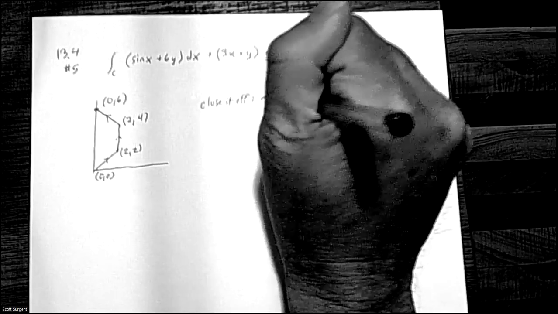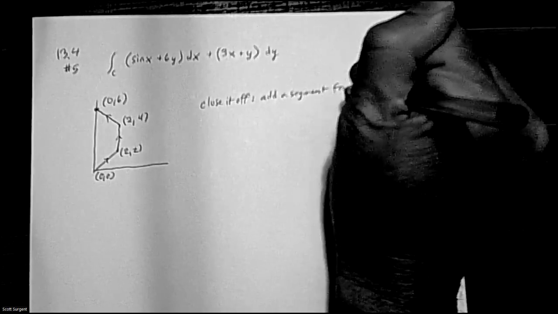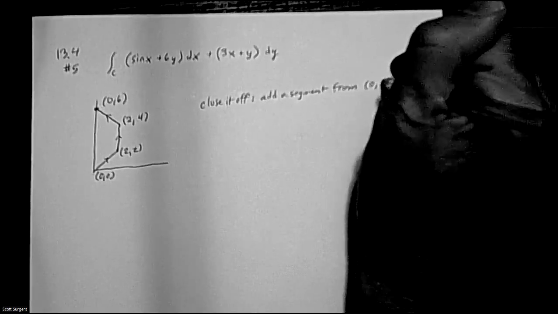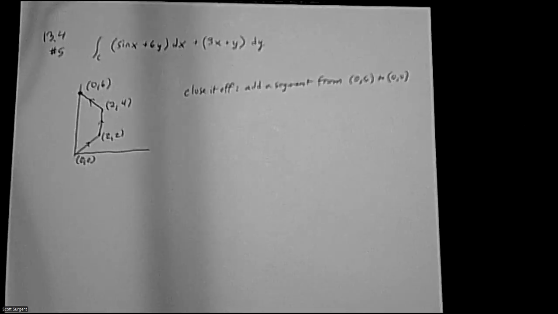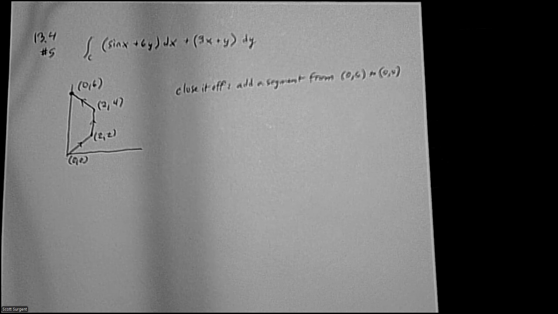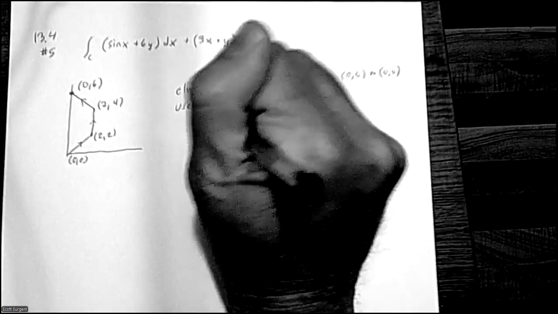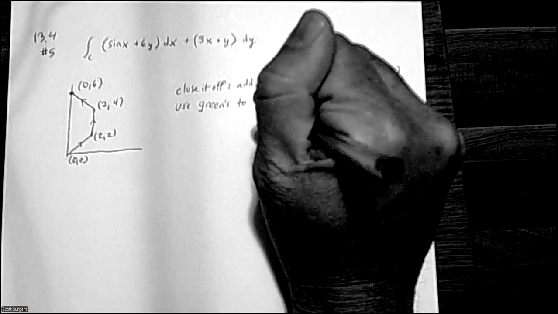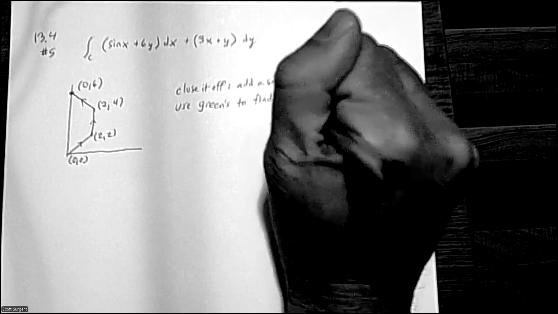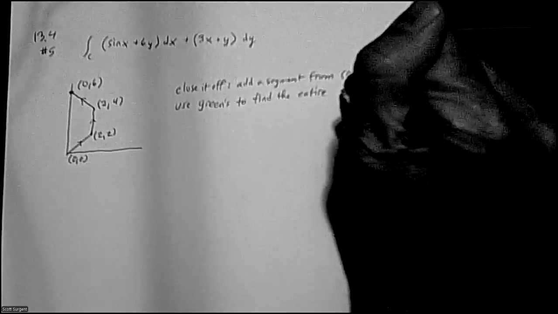Let's add a segment from 0, 6 to 0, 0. And then now that's an easy line integral to perform, and that'll take just a few moments. And then we'll use Green's to calculate the whole line integral, i.e. around all 4 sides.